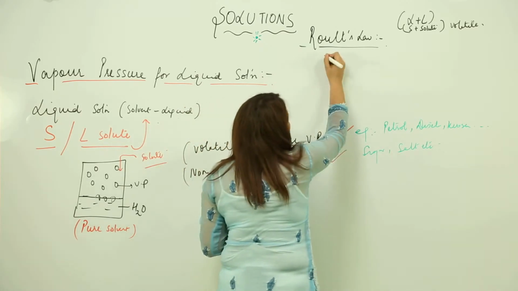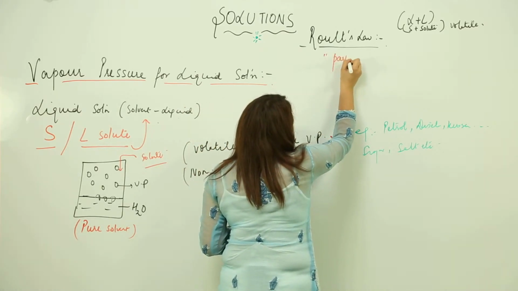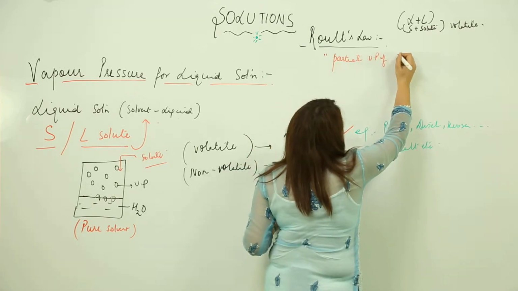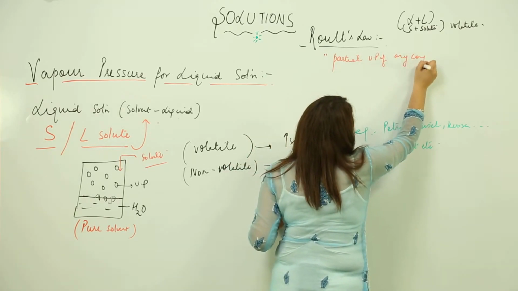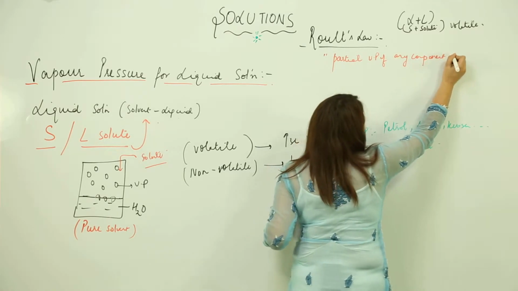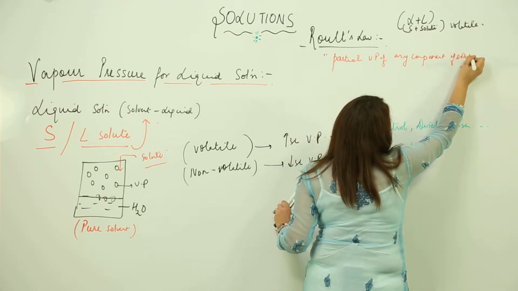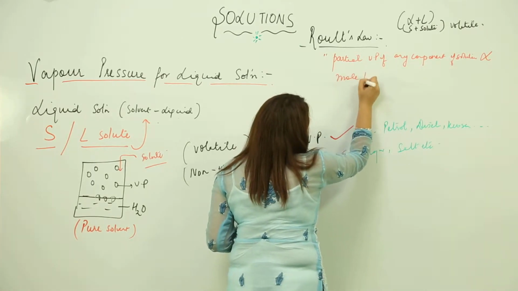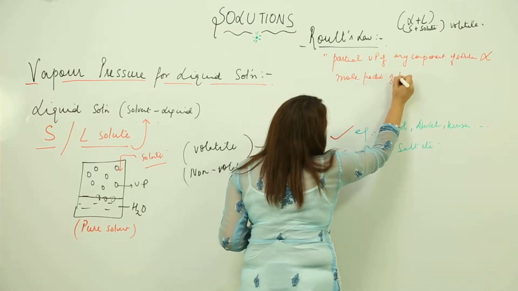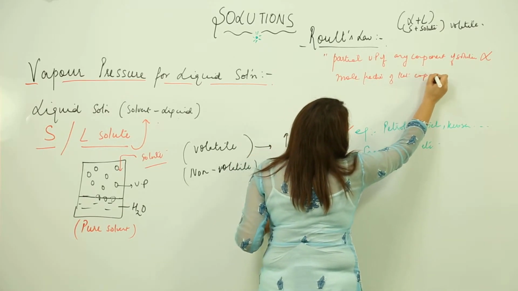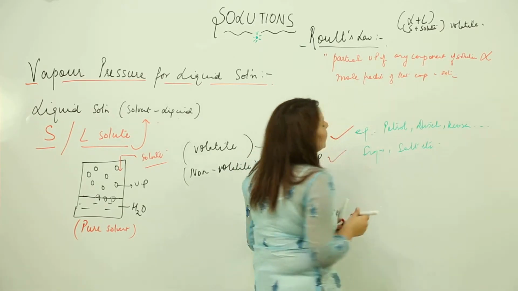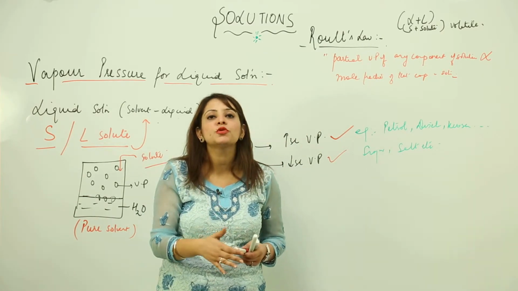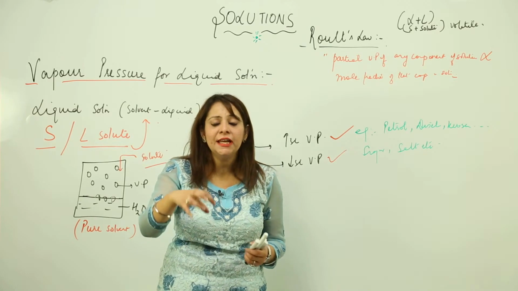Raoult's law states that the partial vapor pressure of any component of a solution is directly proportional to the mole fraction of that component in the solution. So the pressure exerted by any component of the solution is directly proportional to its mole fraction present in the solution.